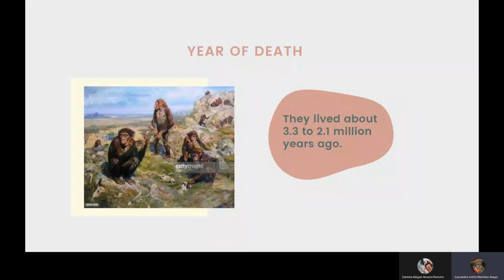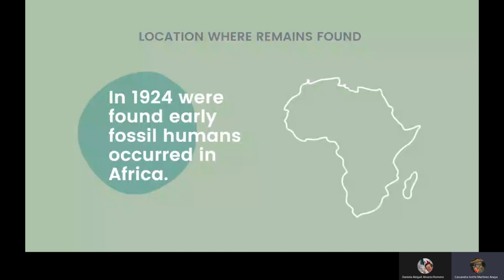Location where remains were found: the Taung child, found in 1924, was the first to establish that early fossil humans occurred in Africa. After Professor Raymond Dart described it and named the species Australopithecus africanus, meaning southern ape of Africa, it took more than 20 years for the scientific community to widely accept it.